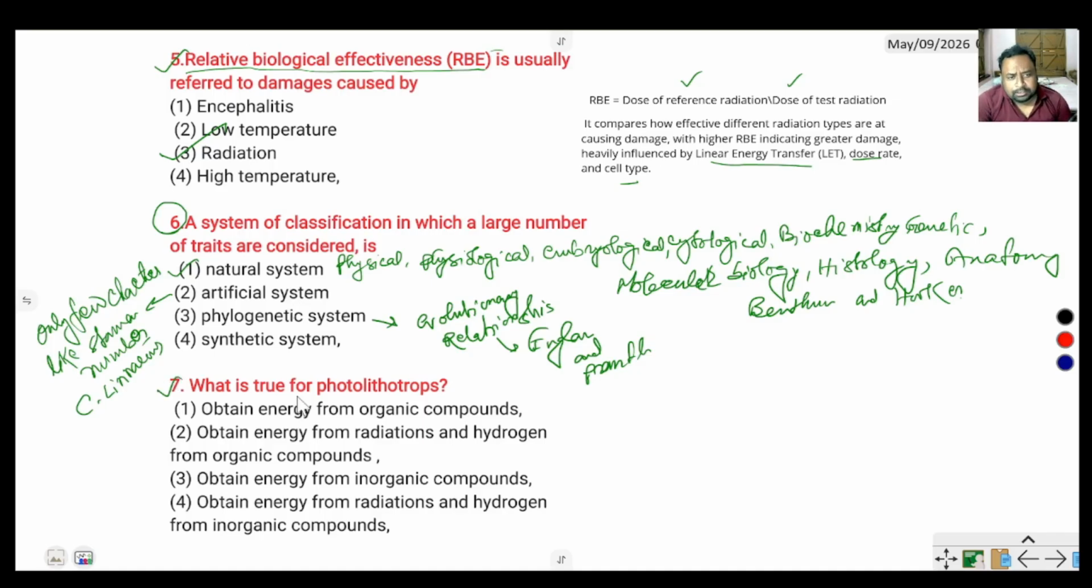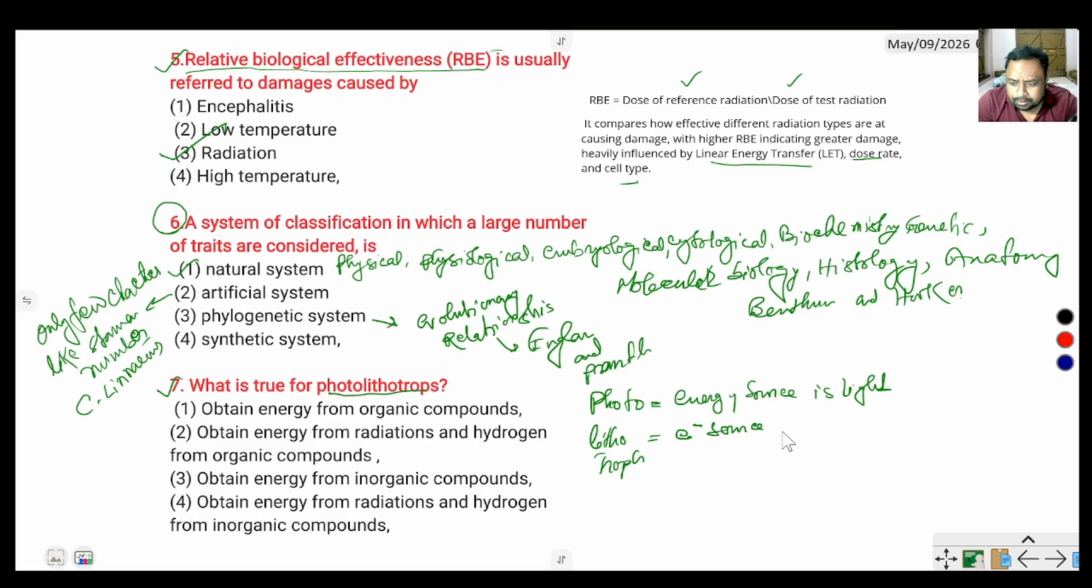Question number 7. What is true for photolithotrophs? Here, if you break this term, it breaks into photo, litho, and troph. Photo means source of energy. Energy source is light. Litho means electron source, inorganic material like hydrogen sulfide or hydrogen, etc. And troph refers to their mode of nutrition.